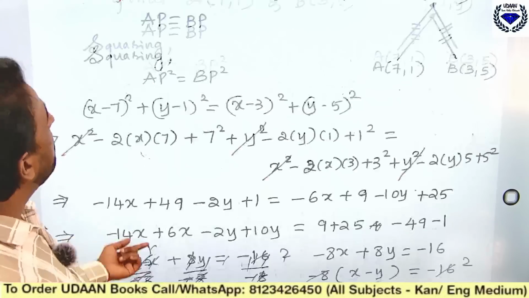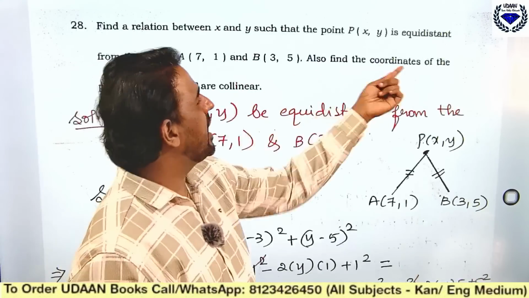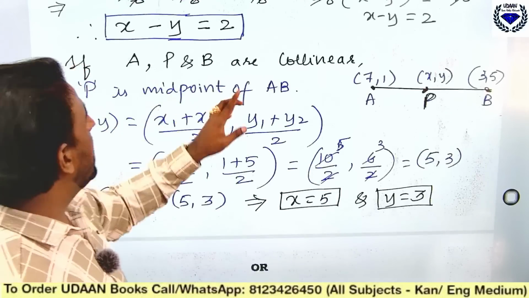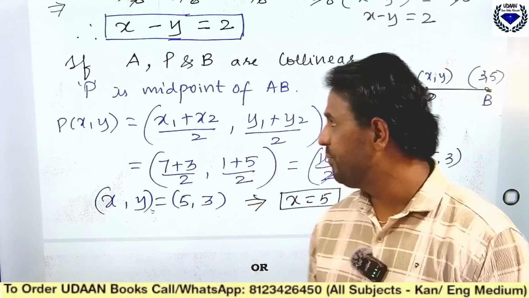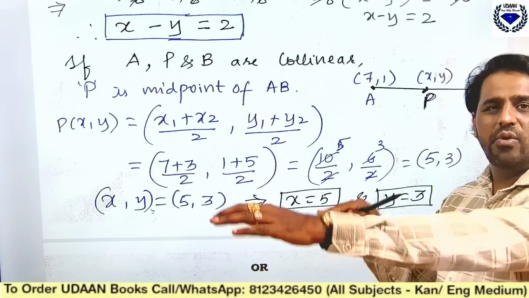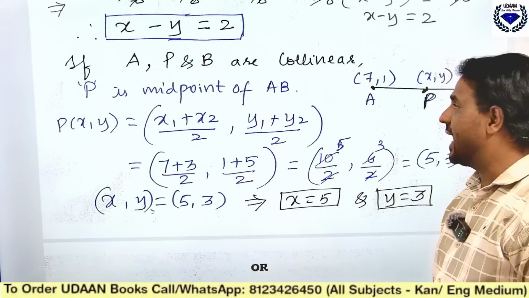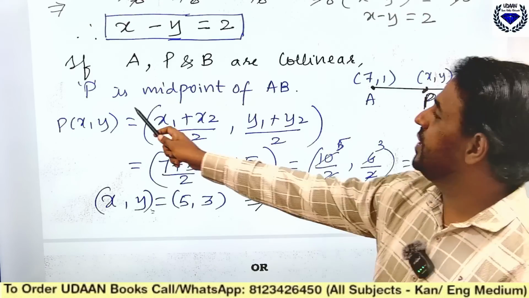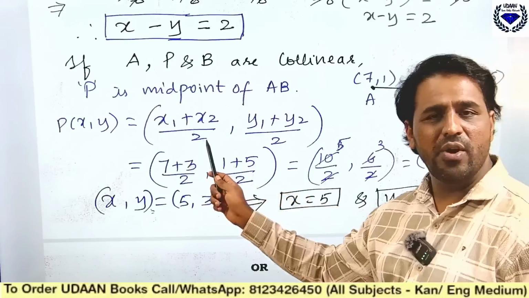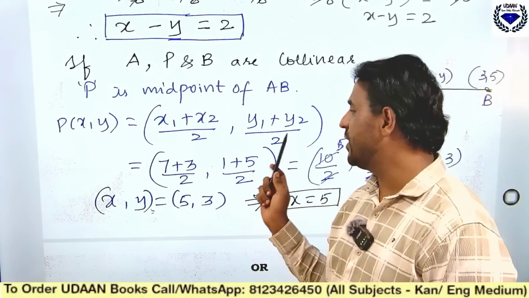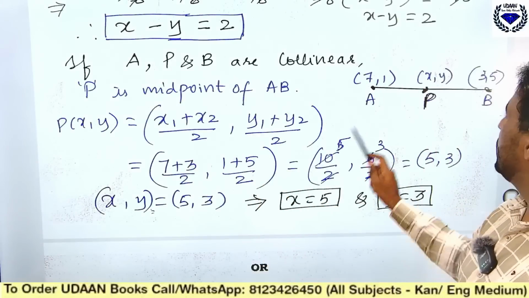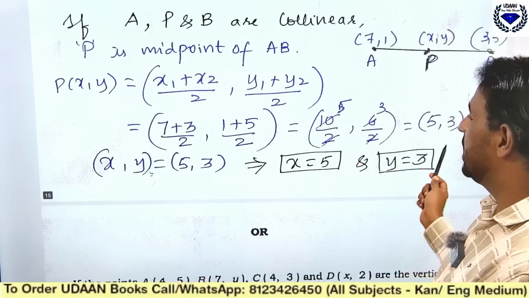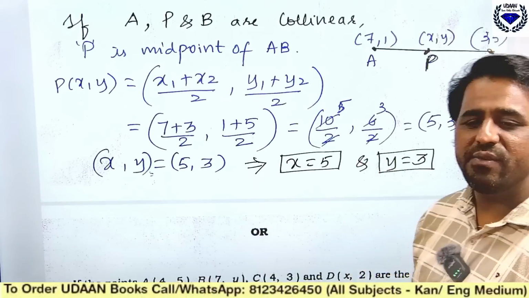Then the second part of this question is to find the coordinates of point P if A, P, B are collinear. See, if A, P, B are collinear, P is what? Midpoint. If A, P, B are collinear, they are on the same straight line, then (x, y) is the midpoint of A and B. So point P is the midpoint of AB. You should use the midpoint formula: (x1 plus x2) by 2, (y1 plus y2) by 2, so (7 plus 3) by 2, (1 plus 5) by 2, which is 10 by 2, 6 by 2, so (5, 3). Therefore, x is equal to 5 and y is equal to 3.